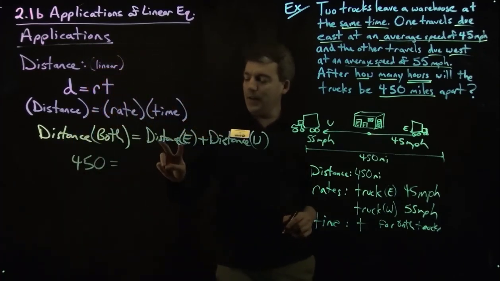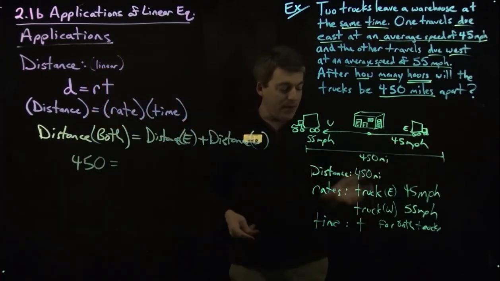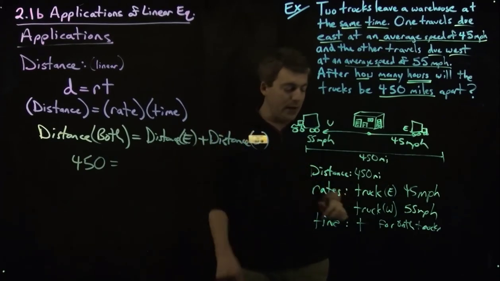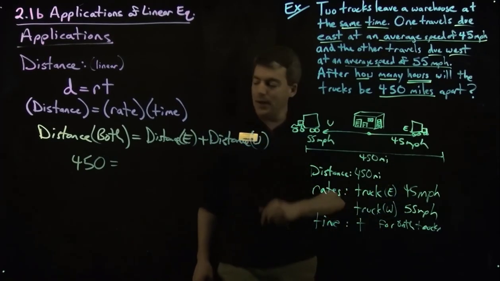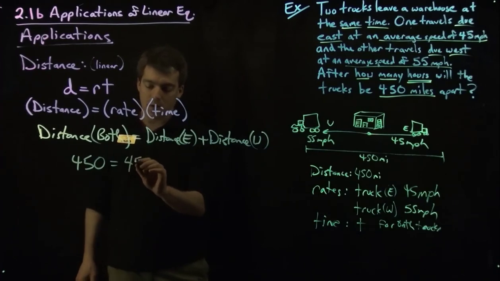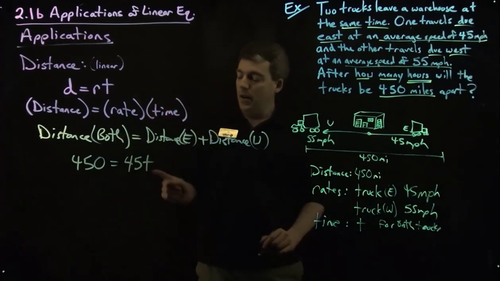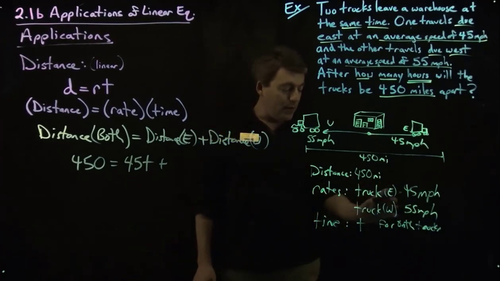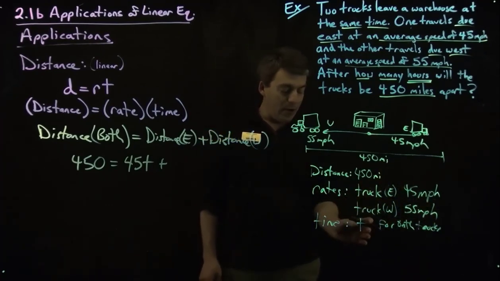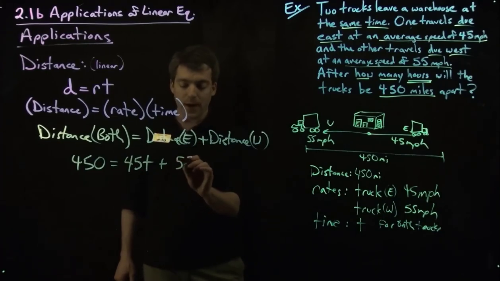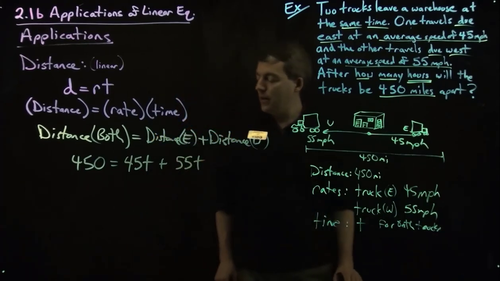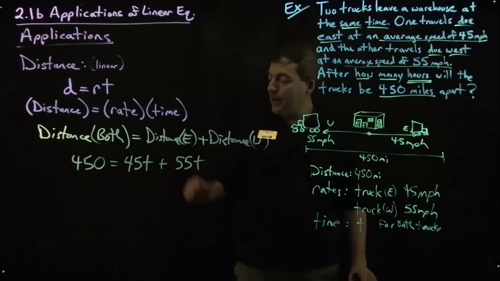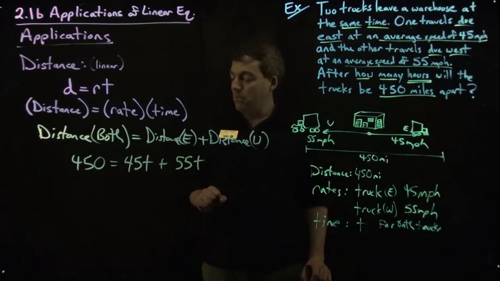And now we need to calculate the distance the east truck goes in amount of time t. Well, distance equals rate times time. Rate 45, time t. Okay, and then we want to add to that the distance the west truck goes. So 55 miles per hour, same amount of time. So 55 t. Okay, and now we just need to solve for t.